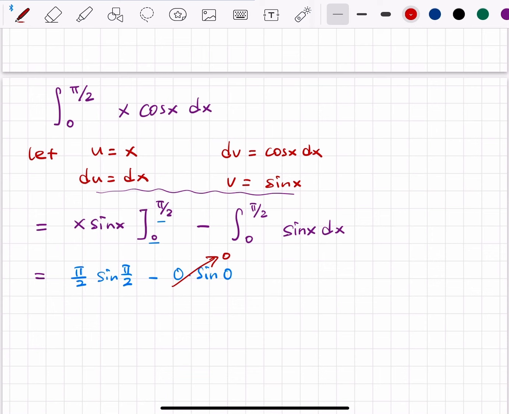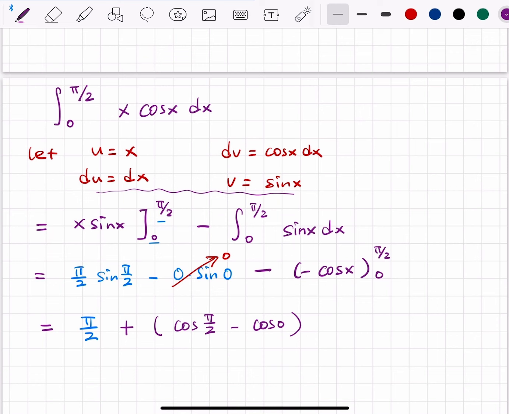And then we're going to minus the integration of sine of x, which is going to be negative cosine of x, evaluated from 0 to pi over 2. So we ended up with sine of pi over 2 is 1, so pi over 2 plus cosine of pi over 2 minus cosine of 0.